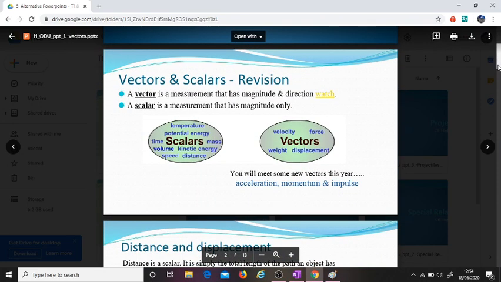A recap as to the definitions of vectors and scalars. So a vector is a measurement that has magnitude and direction. So examples being force. If you push something with a force, it has a magnitude, for example 20 newtons of force, but obviously that force is then going in a direction, so that's a vector quantity. A scalar is a measurement that has magnitude only, for example distance.